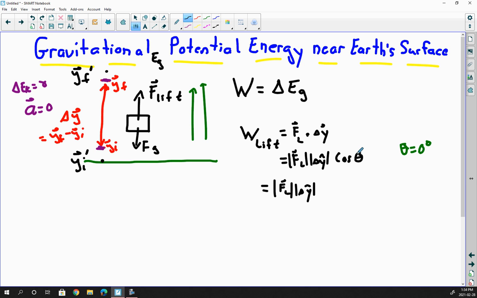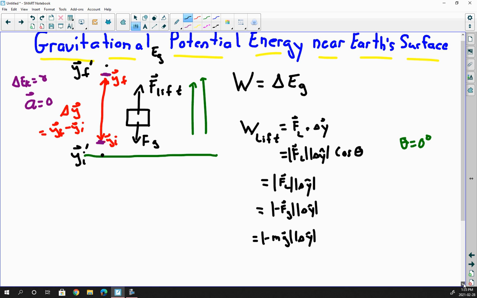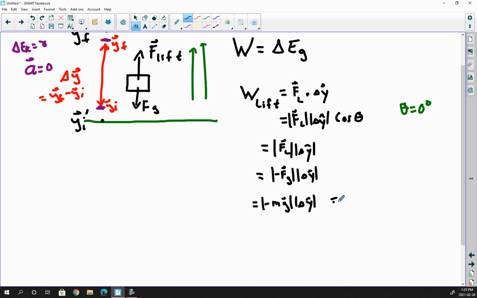because we all know that the cosine of 0 is 1. And then since this object is being pulled with no acceleration, we know that the lift force and the force of gravity are equal in magnitude but opposite in direction. So I can make this substitution. It's the same quantity, just different sign. And that would equal negative mass of the object times the gravitational field there times delta y. There we have that. But since it's all in magnitude signs, I can just write mg delta y.